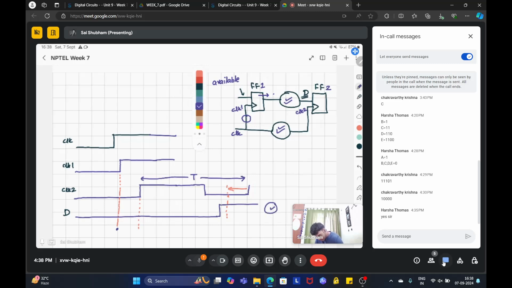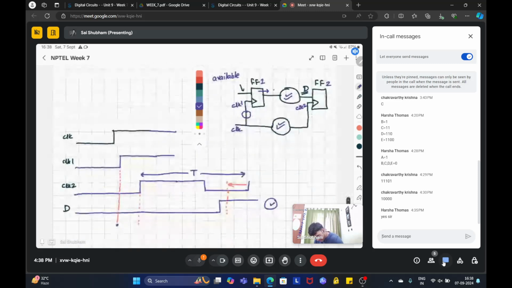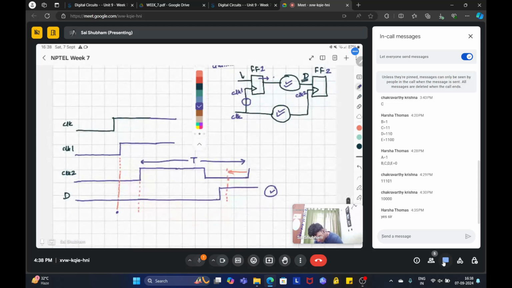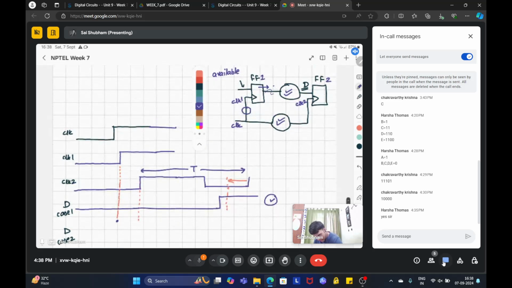So this is what you have to check. Another condition that you have to check is that this is case 1. Another case that you have to check is that... I think this is clear, right? The data came out from flop 1. It has to go to flop 2. Okay. But the data should be available before the setup time.